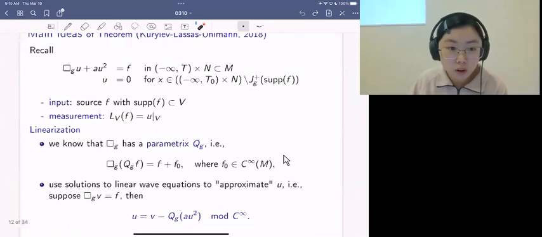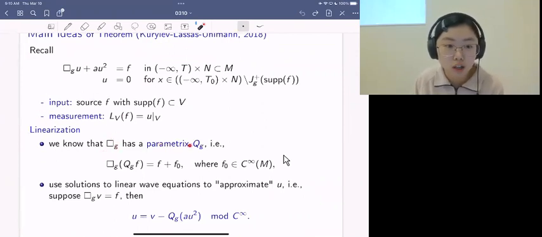First, we know the linear problem. The wave operator has a parametrix Q. Q is a microlocal solution operator such that the wave operator applied to Qf equals f itself plus a smooth error. Since we only care about the singularities, smooth functions are ignorable.